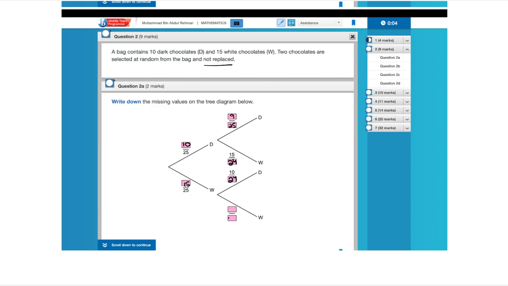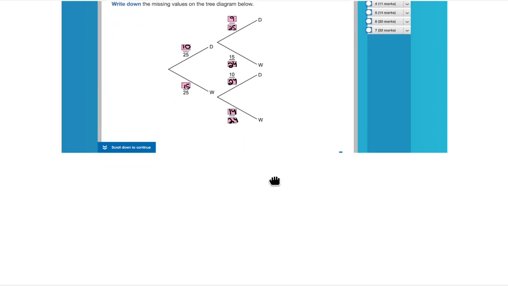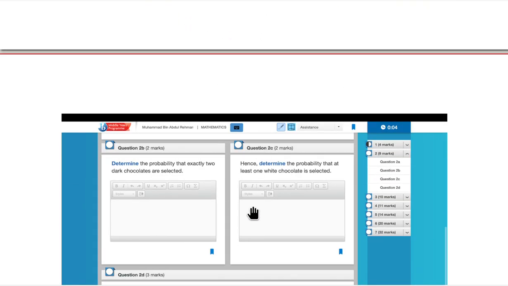The denominator is going to change in any situation if it is not being replaced. But the numerator depends on the situation. So if we get white chocolate in the first scenario and white chocolate in the second scenario, that gives us an answer of 14 as well. Okay, I hope this makes complete sense. Now this was the first part.